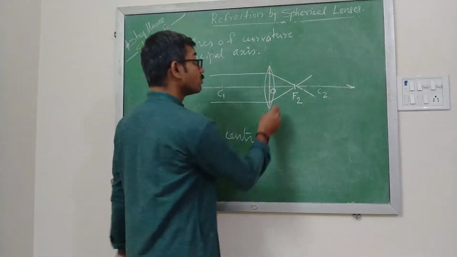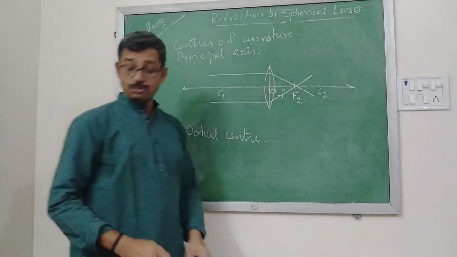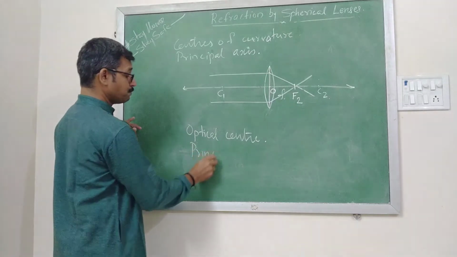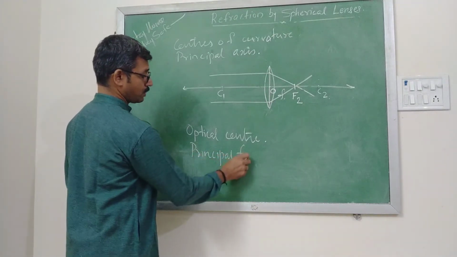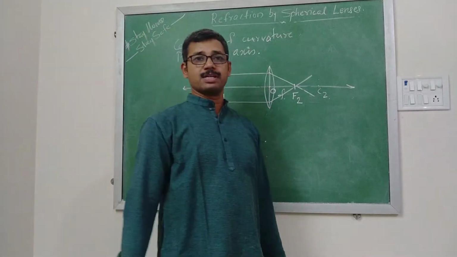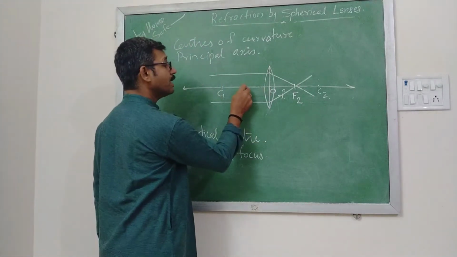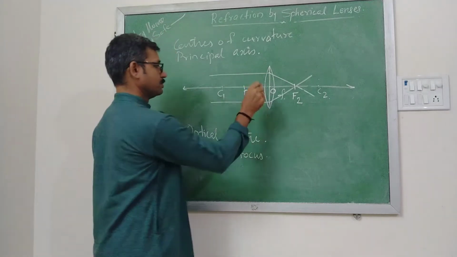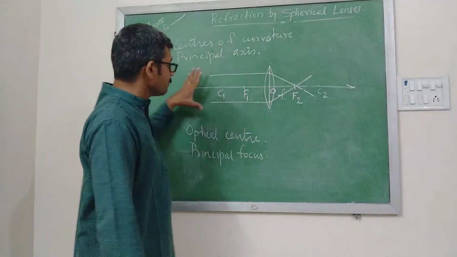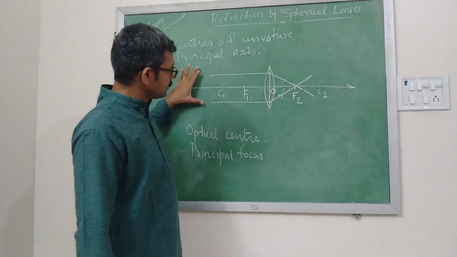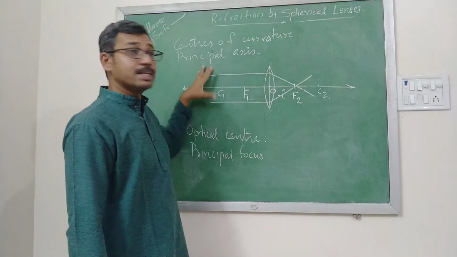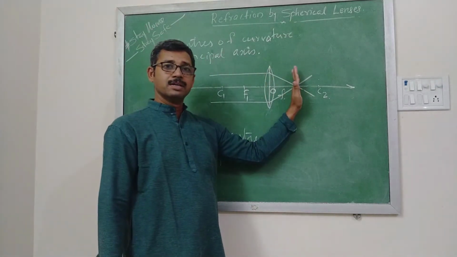So it is called the focal length. So what is the focal length? The distance from the optical center to the principal focus. Here also, two principal focuses are there, F1 and F2. Why? Because if the light is passing through this side, the left hand side, then the focus will be on the right hand side.